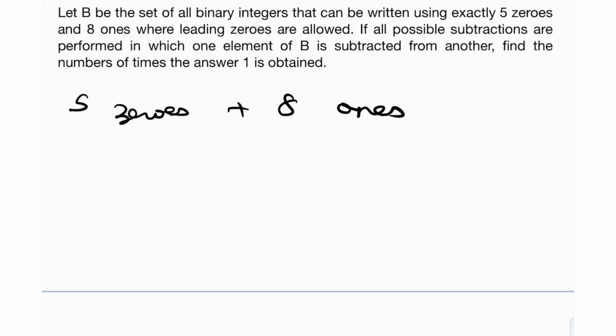Then they are saying if all possible subtractions are performed in which one element of B is subtracted from another, find the number of times the answer 1 is obtained. So what they're essentially saying is take an element of B, let's say X, subtract that from Y, and you should get 1, right? And tell me the number of times this happens. So for how many elements does this happen, right?